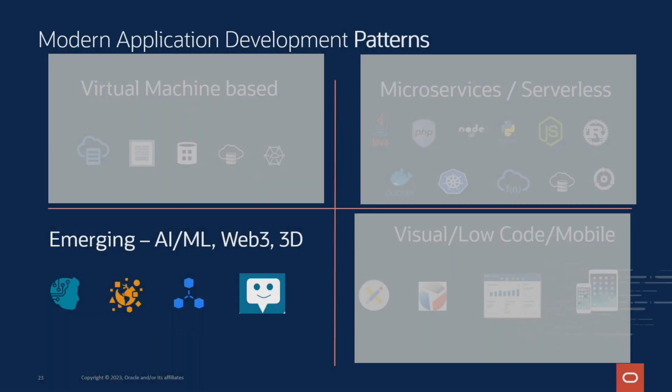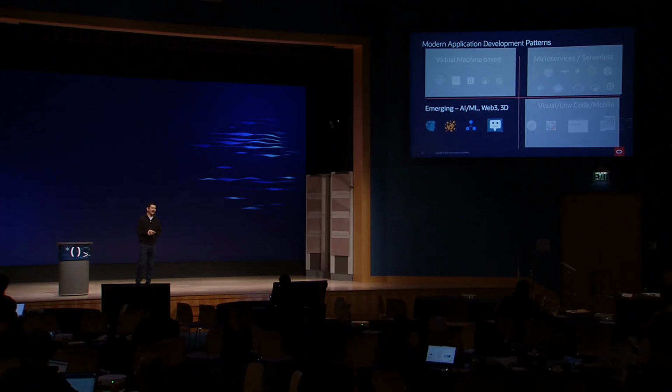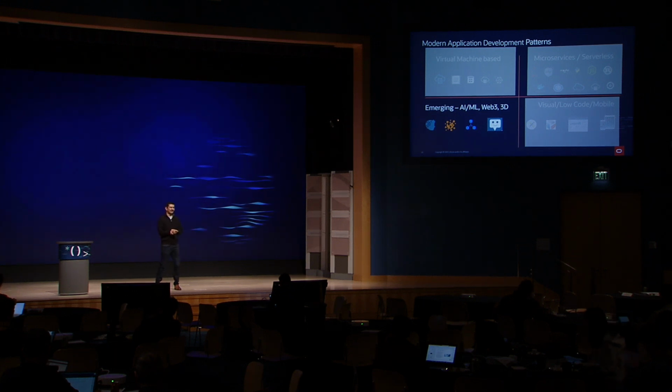So let's talk about the next pattern. Emerging AI, emerging technologies. It's no longer emerging. I should probably reword it, but you get the point. It's basically the newer technologies, AI, ML, 3D, Web3. These are important, and we want to meet the developers where they are in terms of what they're building. So Oracle has services for enabling the emerging technologies pattern as well.